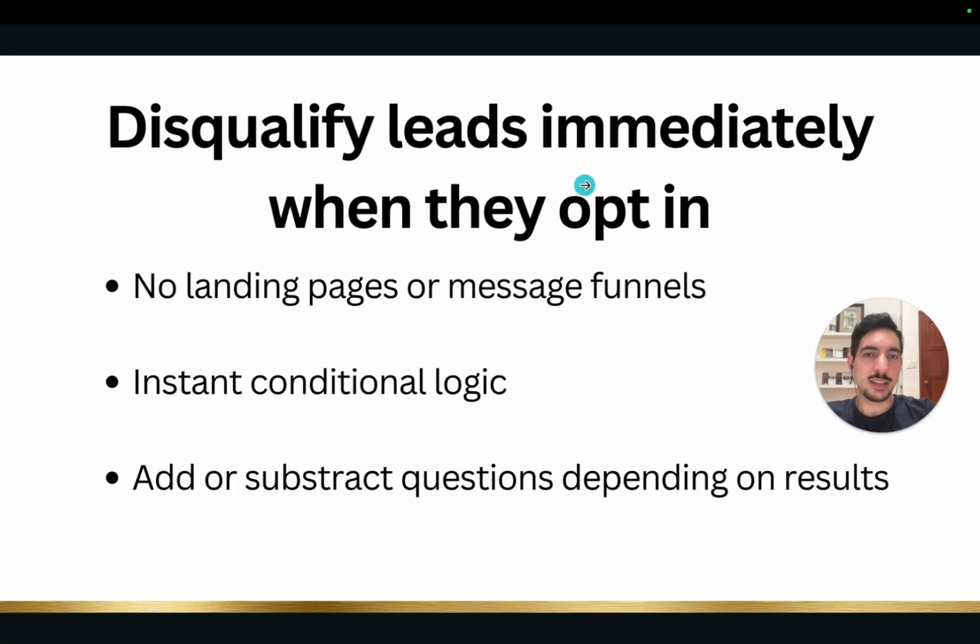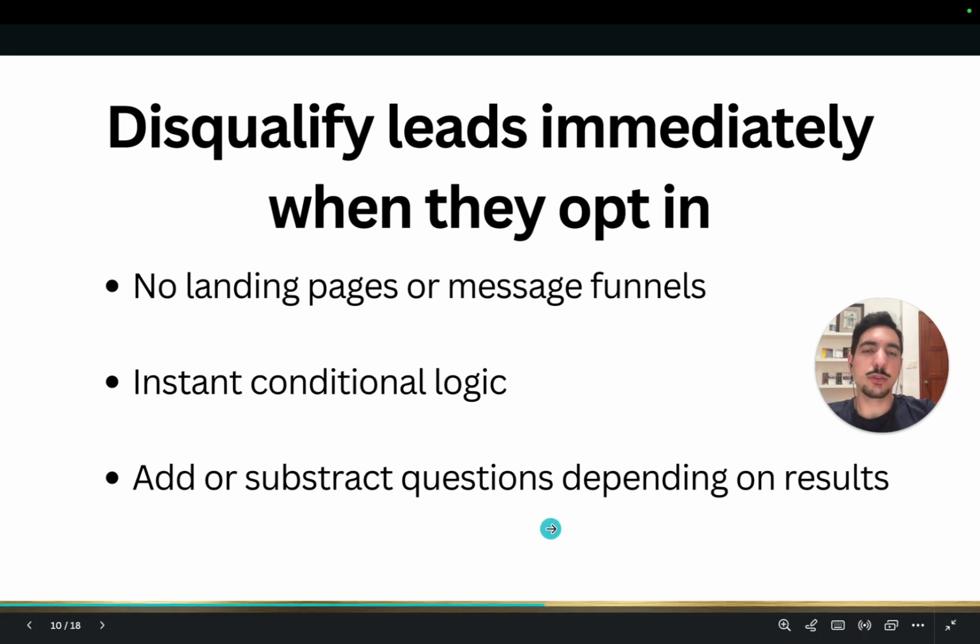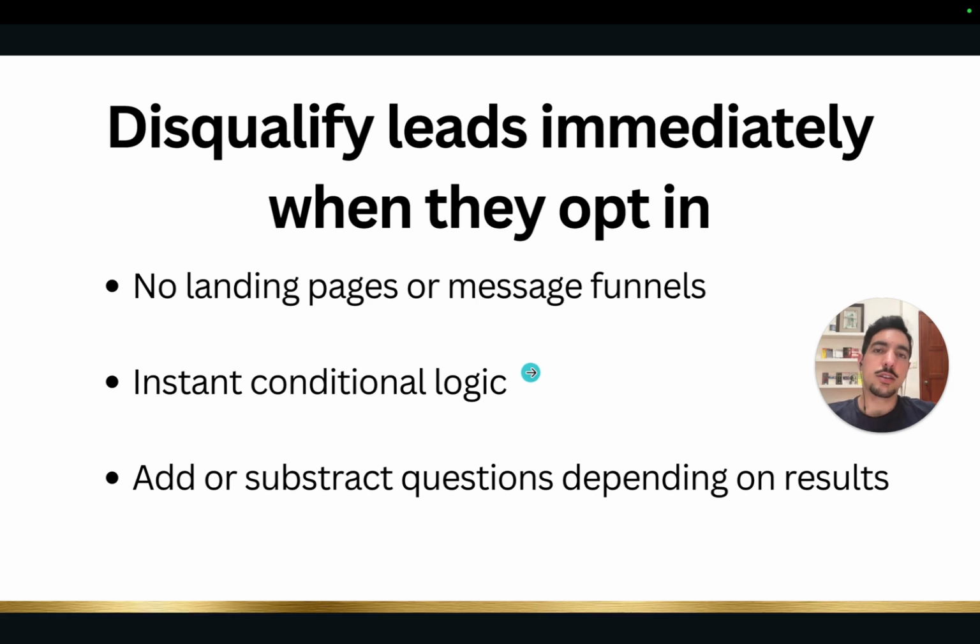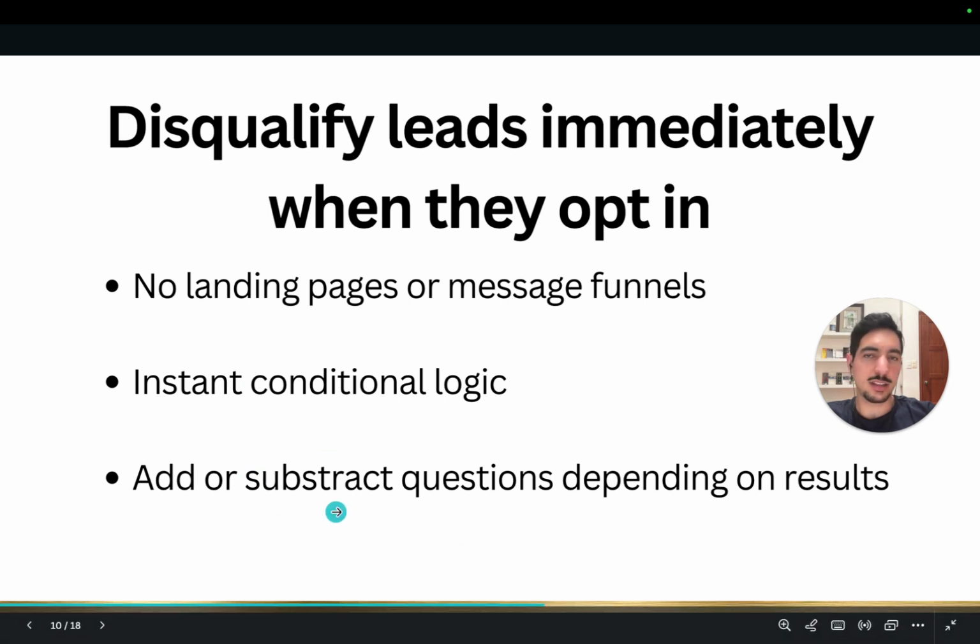To disqualify leads immediately after they opt in, once again, no landing pages, no messaging funnels. Turn on conditional logic inside of the Facebook and Instagram forms and just add or subtract questions until you get your desired results. So if you're not getting qualified leads, add more questions. If you're getting a cost per lead which is too high and you suspect that you might have added too many questions, then just take some out.